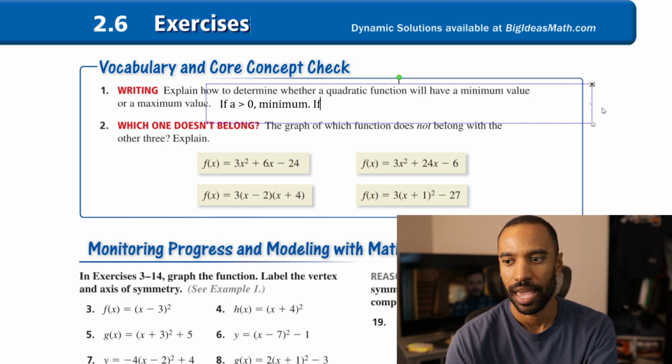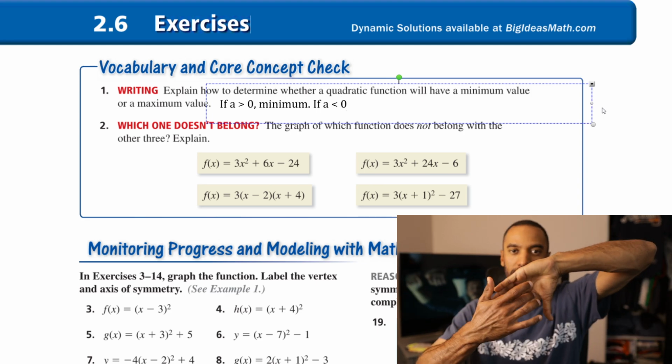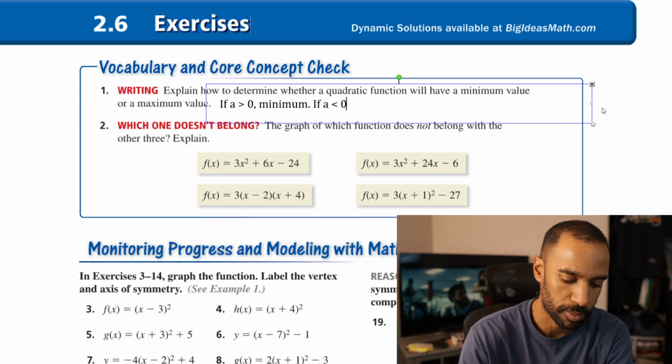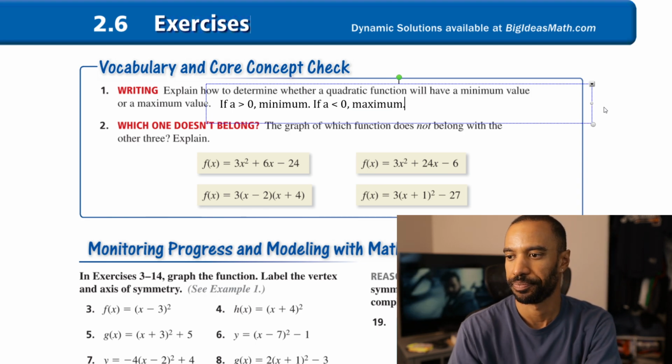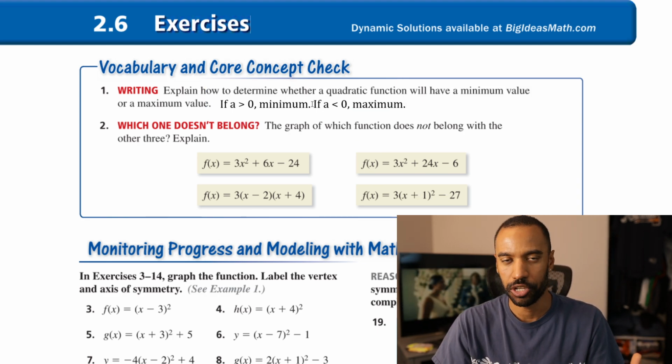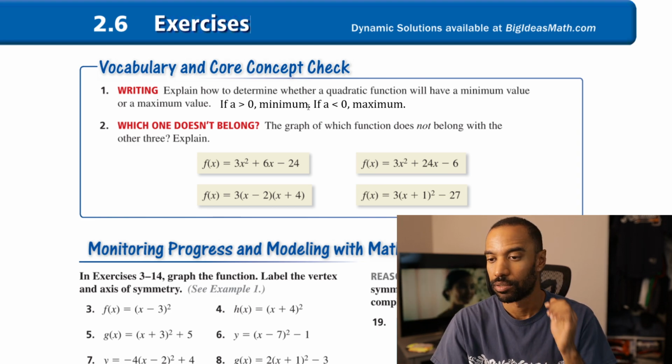I'll just say minimum. If a is less than 0, now it's downward facing. Downward facing means it hits a top point. That top point is a maximum. So that's all I'm going to say. So it's not a memorization thing. It's a visualization thing, right?